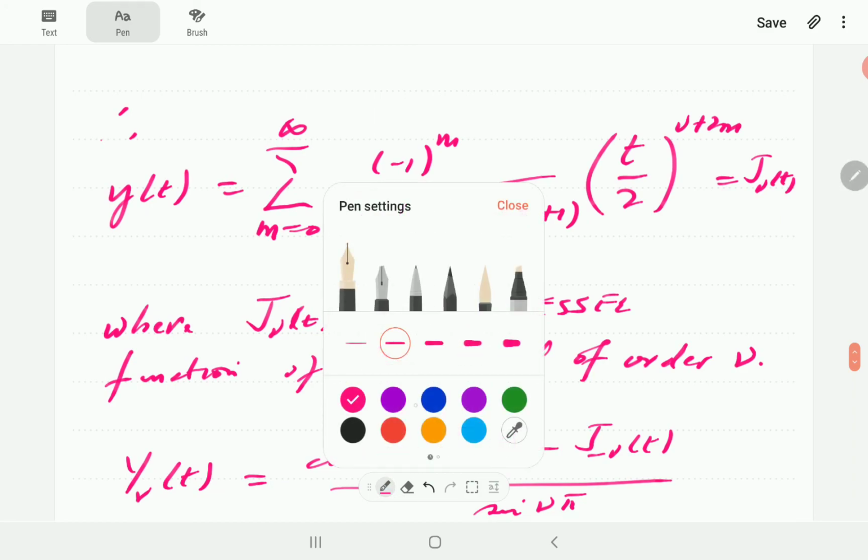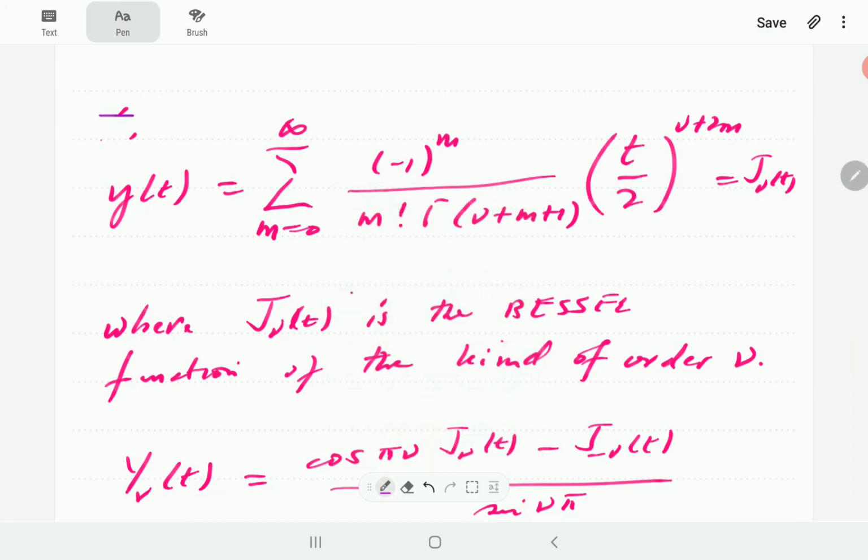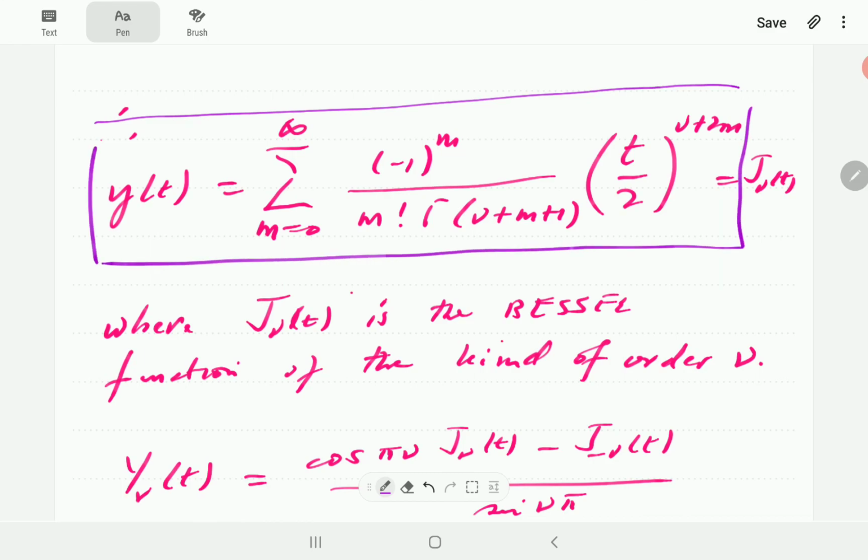So the main aim of this video was to demonstrate this derivation here, which we are going to use subsequently to study properties of the Bessel function.